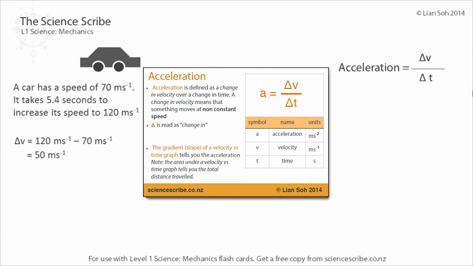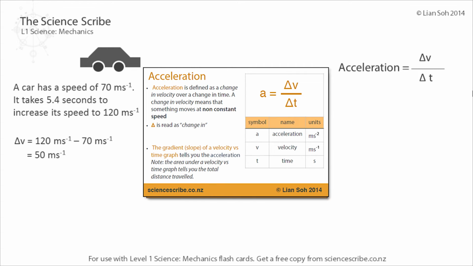Now if you're curious, do I take 120 minus 70 or 70 minus 120? Just remind yourself, take the final speed and then take away its initial speed. Final minus initial. It finished at 120, so I'm going to put 120 down first, and then I'm going to subtract 70 because that's what it started with. Final minus initial, finish minus start.